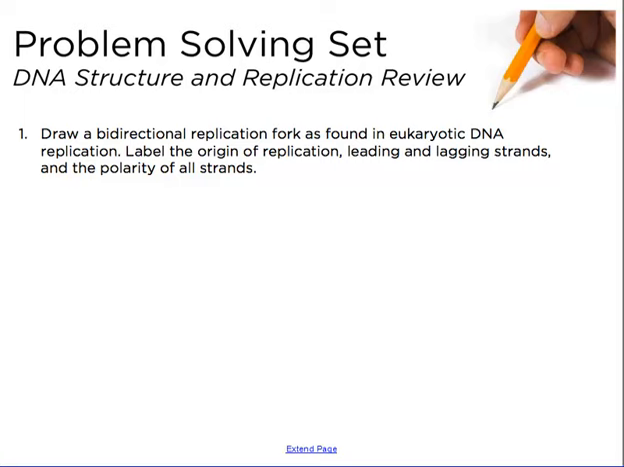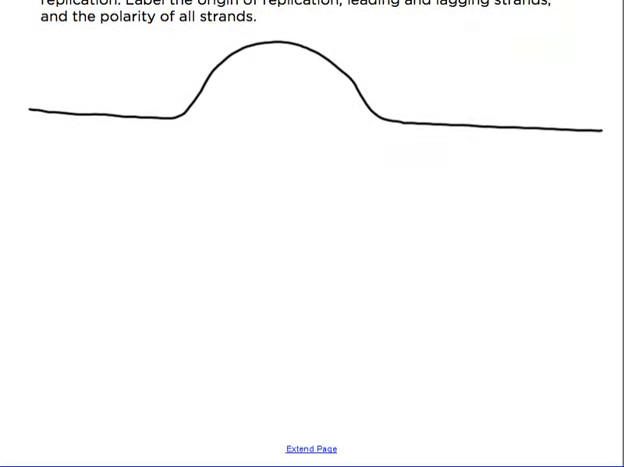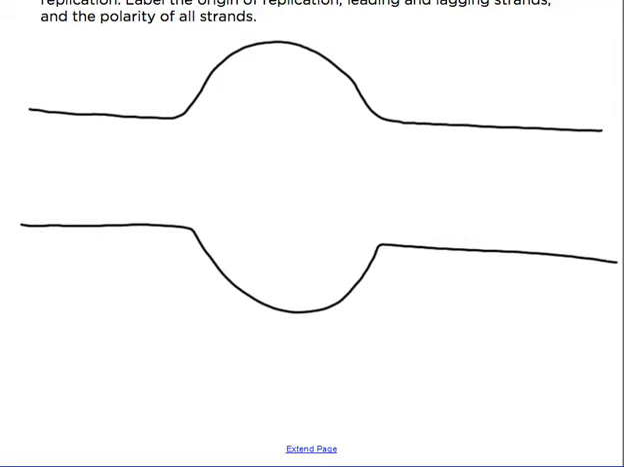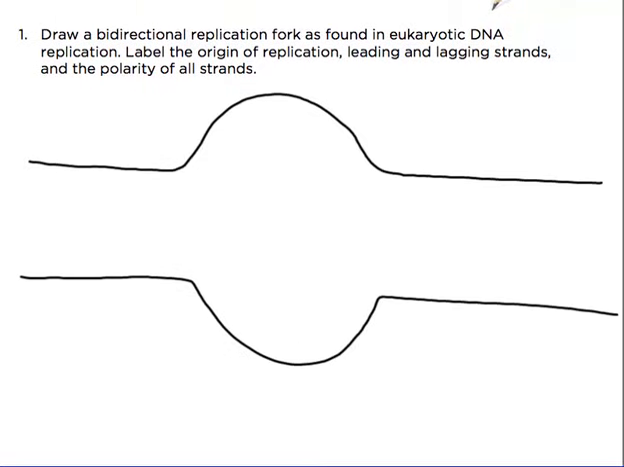means that there's going to be a replication bubble. So we have one strand of DNA. We'll draw the replication bubble in the middle. And then let's draw its complementary strand. Okay, so the first thing it wants us to label is the origin of replication. Now remember that the origin is in the middle of the replication bubble. So this is the origin of replication.